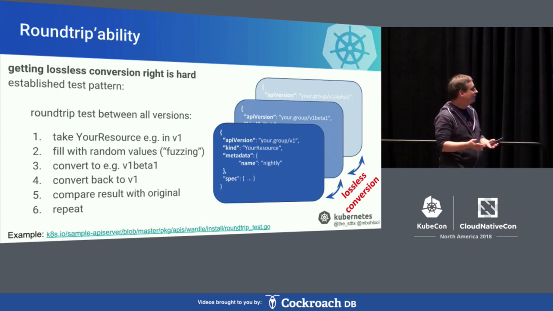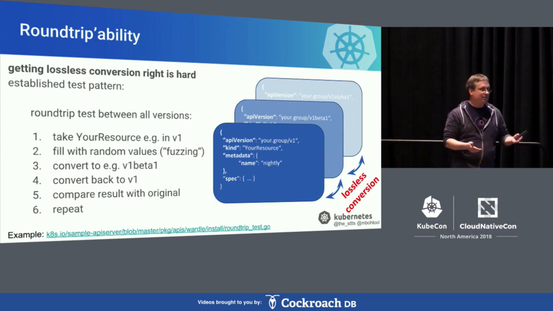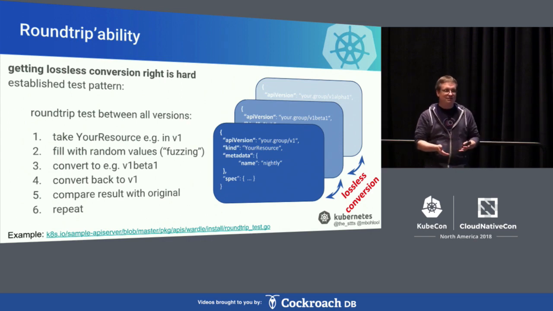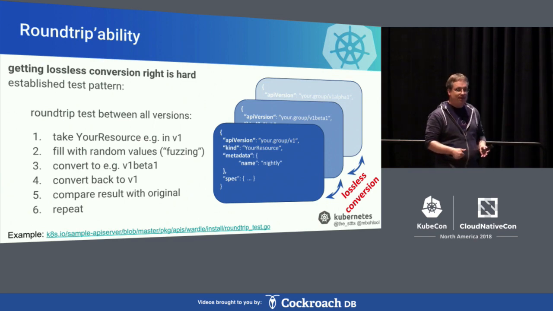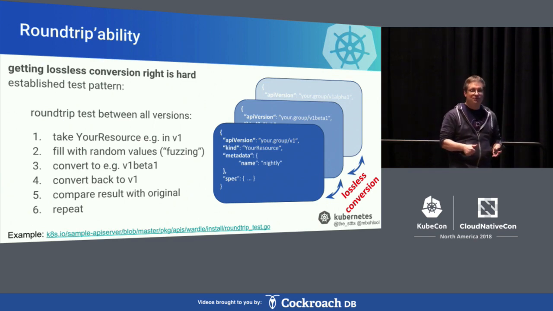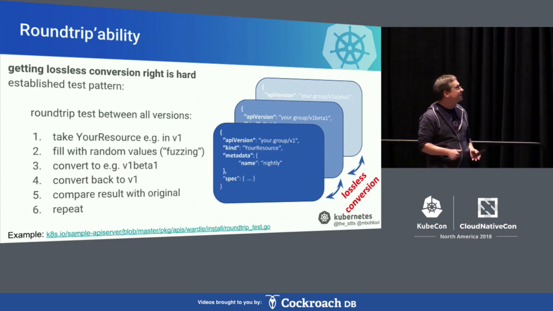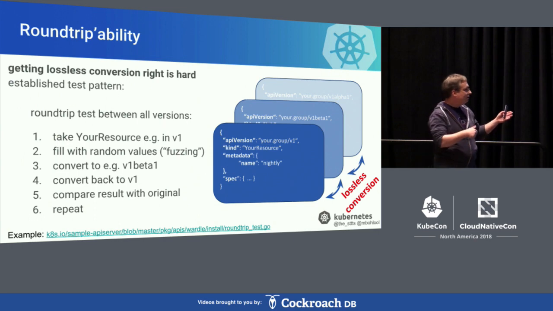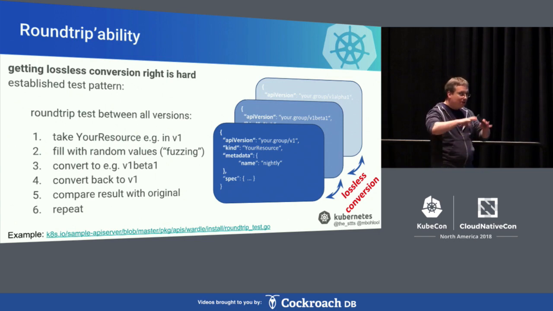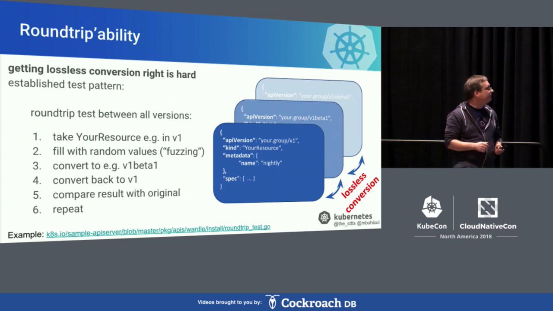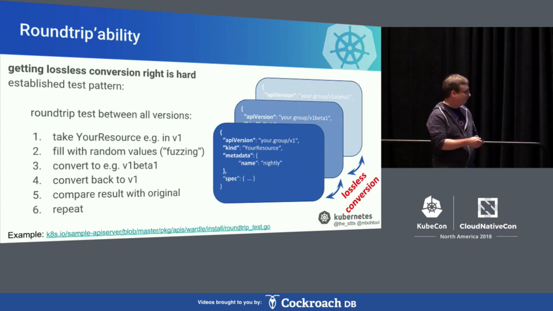So this test can be, of course, repeated. We do that 1,000 times with random objects, and if this survives, your conversion survives this test, you can be pretty sure that it works. So round-trip testing is very important. There are many, many examples in Kubernetes in the source code you can follow. We also have some kind of testing library around that. So just take a look at the types we have in Kubernetes for examples.